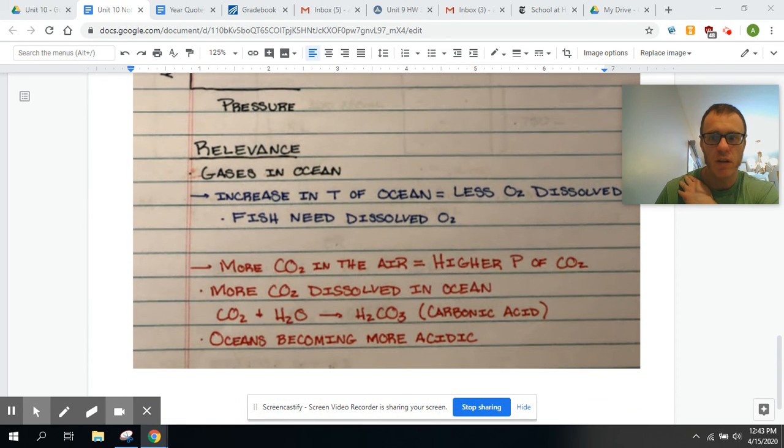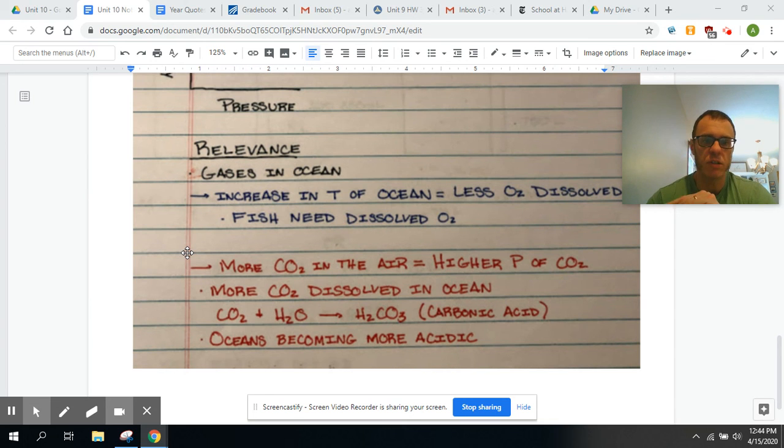How is this relevant? Go down here. We've talked a little bit about this, but it has to do with gases that are dissolved in the ocean. All right. So if we increase the temperature of the ocean, which is happening, water temperatures are going up, that means there's less dissolved oxygen. And fish need that in order to breathe. And so this is a problem that's happening because for every little bit that the temperature increases, we have less and less oxygen available for fish.